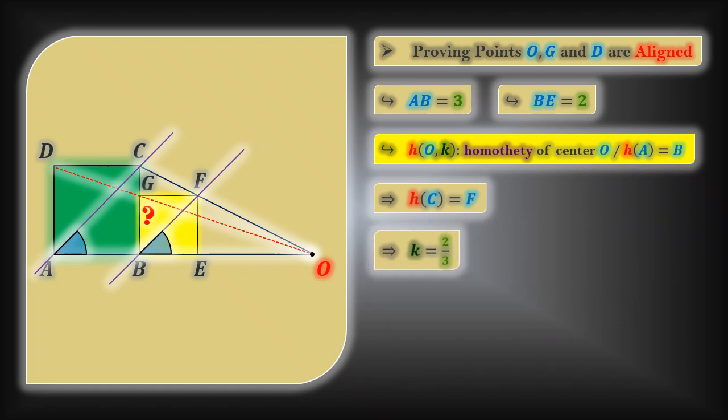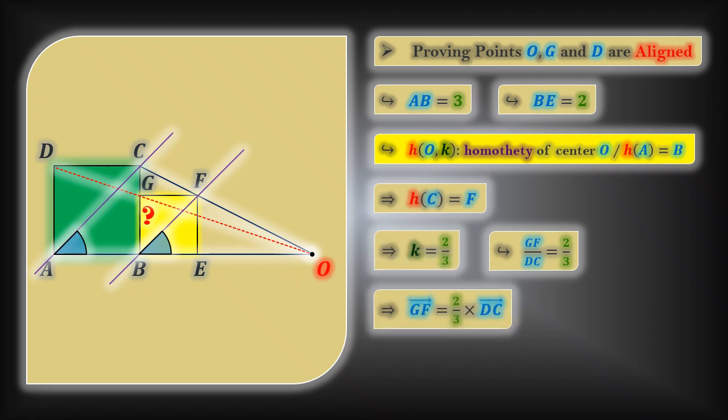Now consider the segments DC and GF. Their lengths satisfy GF divided by DC is equal to 2 divided by 3. Since GF and DC are parallel and have the same orientation, we obtain vector GF is equal to 2 divided by 3 multiplied by vector DC. Combining this with the fact that the homothety H has ratio 2 divided by 3 and sends C to F, we conclude that D is sent to G. Therefore, G is indeed the image of D under the homothety centered at O.